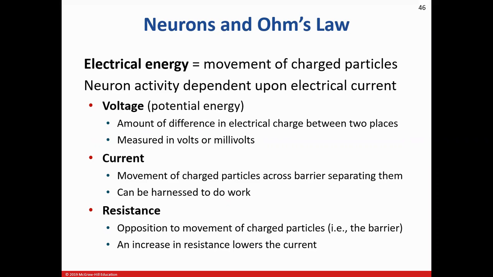And so what is electrical energy? Well, electrical energy is the movement of charged particles. So the neuron activity is dependent upon the electrical current. And so we look at voltage first. Voltage is basically what we look at when we talk about potential energy. It's the amount of difference in the electrical charge between two places, and it's measured in volts or millivolts. And when we measure this, we're usually looking at the inside of the cell versus the outside of the cell.